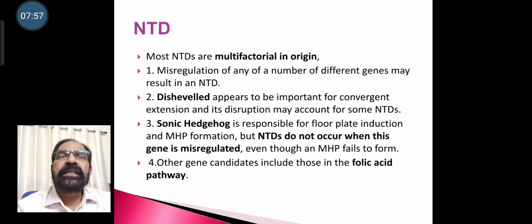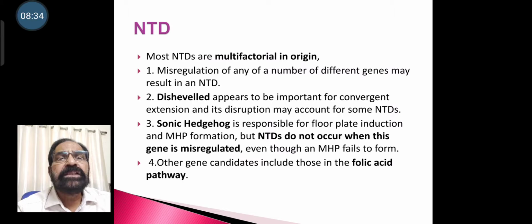Most of the neural tube defects are multifactorial in origin. Misregulation of any of a number of different genes may result in neural tube defect. Dishevelled appears to be important for convergent extension, and its disruption may account for some neural tube defects. Sonic hedgehog is responsible for floor plate induction and MHP formation. But neural tube defects do not occur when this gene is misregulated, even though an MHP fails to form.